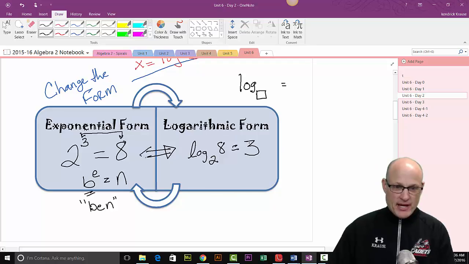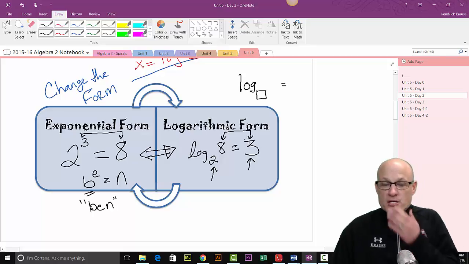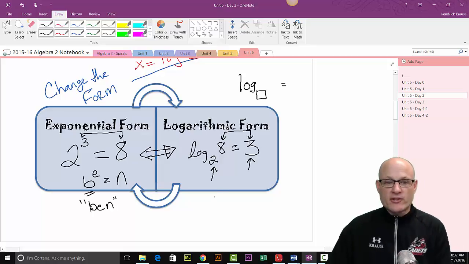And I should be able to go back and forth. This is the base. This is the exponent. And this is what it's equal to. So these two things, when I'm changing form, change location. So in this case, it would be 2 cubed is equal to 8. We can go back and forth.